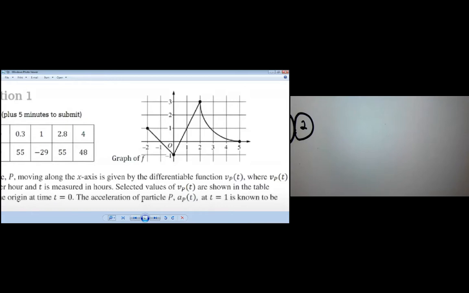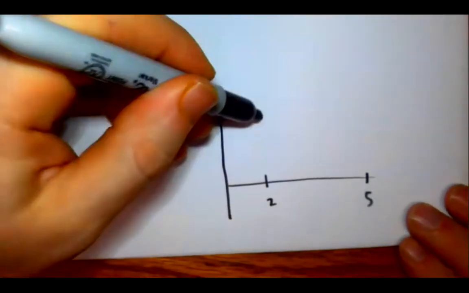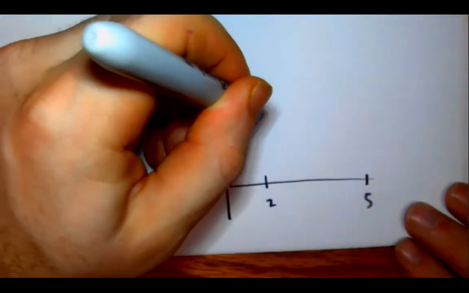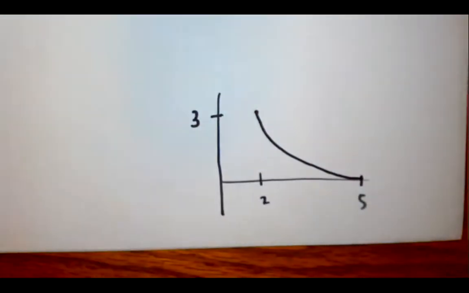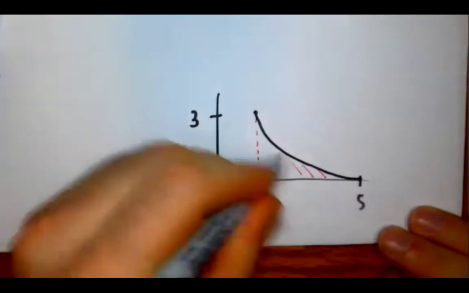So let me turn this off for a second and give you a better visual. This thing is from 2 to 5. So if we're going from 2 to 5, and then I'm just going to draw this up. It goes up to 3. This is not quite drawn to scale. I'm just highlighting the part we care about. And it does this. All right. I want to find this area right here. I want the red area.